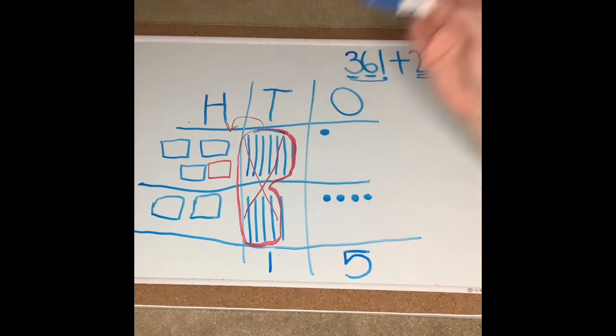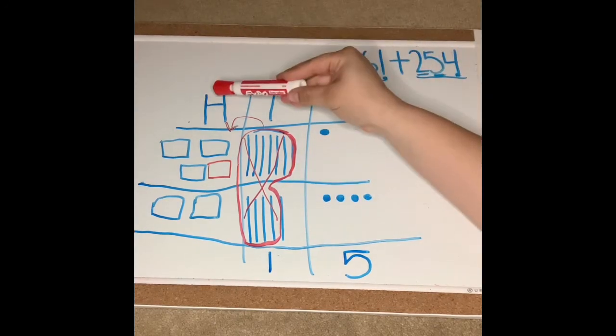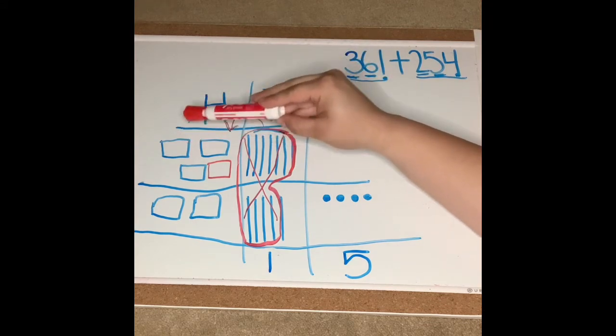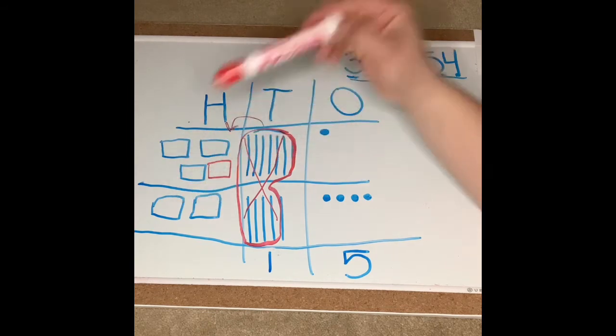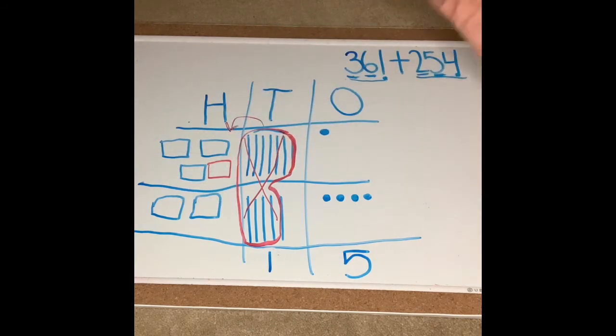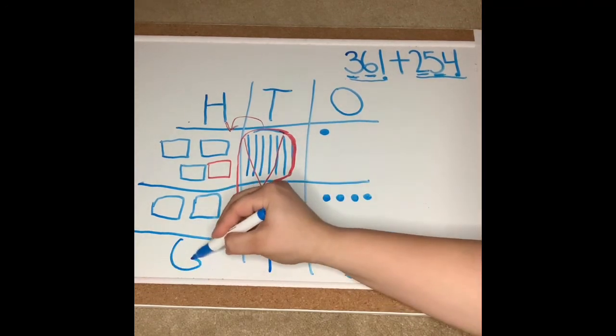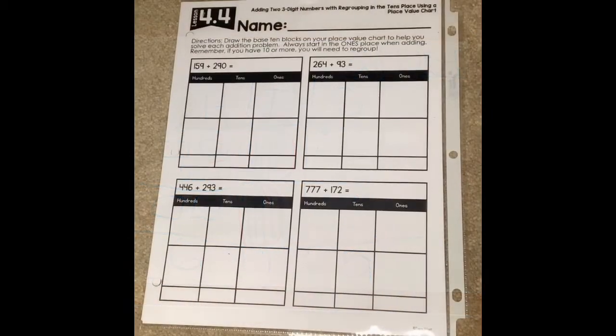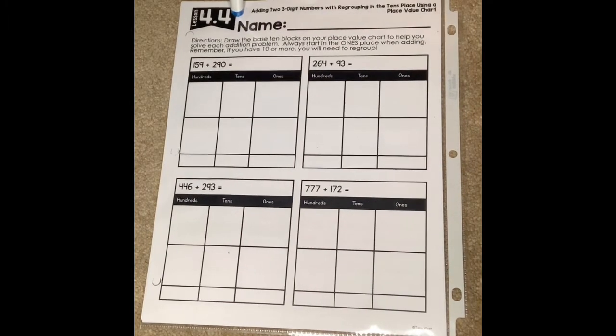1. Good job. Now lastly, we add our hundreds. So 1, 2, 3, 4, 5, 6. Which leaves us with the answer 615. All right, now you're going to need your 4.4 worksheet, and we're going to go over some problems.